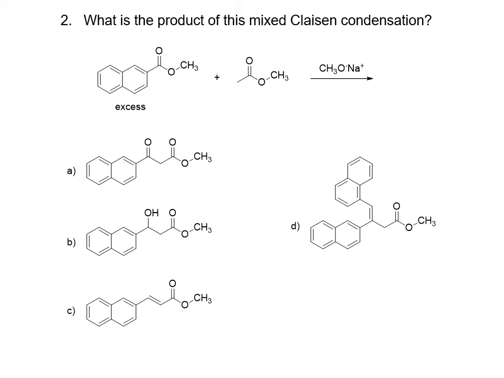And addition of enolate anion from methyl acetate to the carbonyl group of this methyl naphthoate will result in formation of a carbon-carbon bond and loss of the methoxy group, the leaving group. And that gives a ketoester as the product. In fact, if you know that the result of mixed Claisen condensation is a beta ketoester, there is only one beta ketoester here, and that's A.